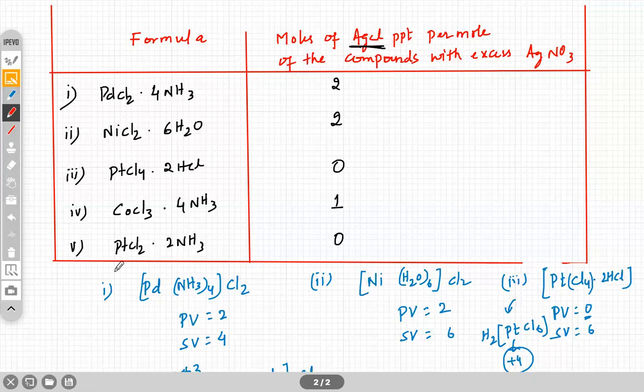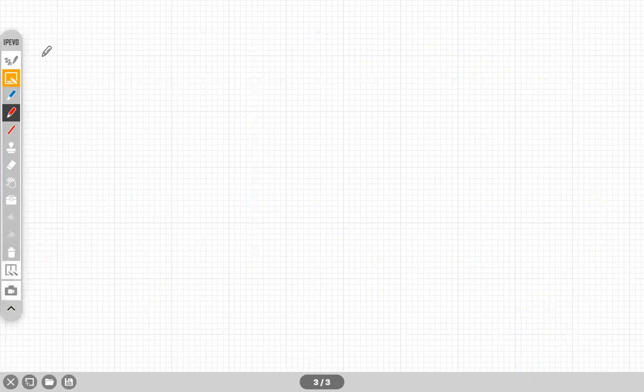So to overcome this, we've got another theory of bonding that we call valence bond theory. Again we have postulates, and based on those postulates we can find out the bonding of coordination compounds. This is a very important topic. Write down: another theory of bonding of coordination complexes is valence bond theory, VBT in short.